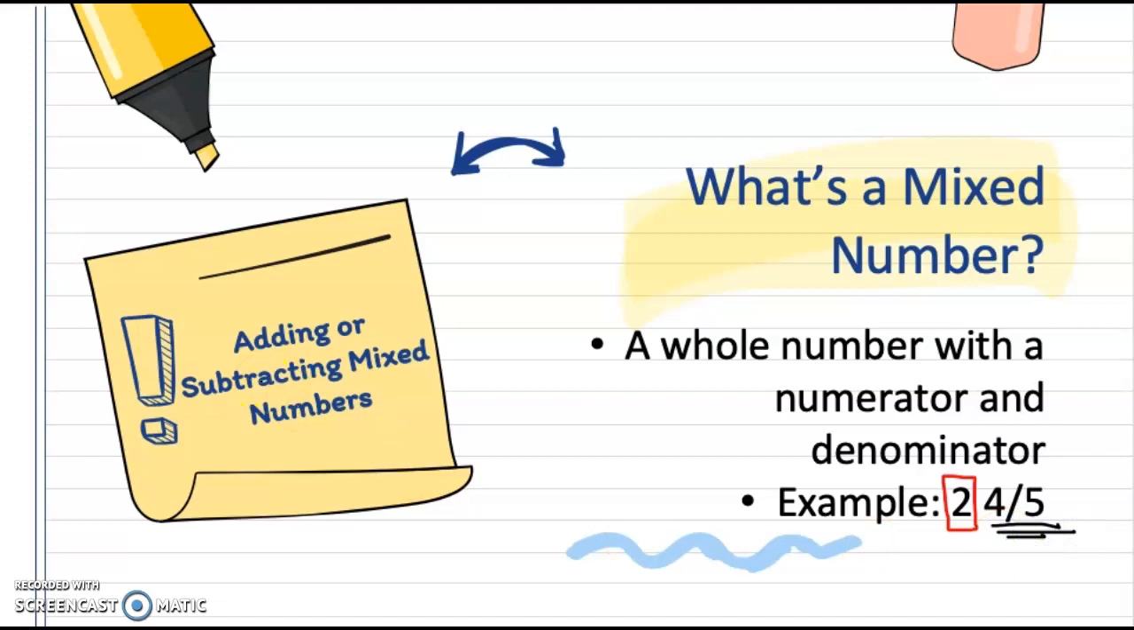Another example of a mixed number is 3 and 2 over 4, or you can say 9 and 7 over 8. There are so many possibilities for mixed numbers, but always remember a mixed number has a whole number, which is in front of the fraction, and then a fraction right behind it.